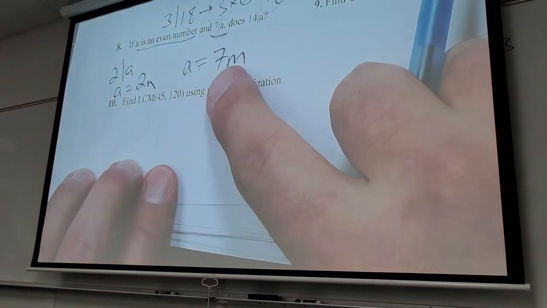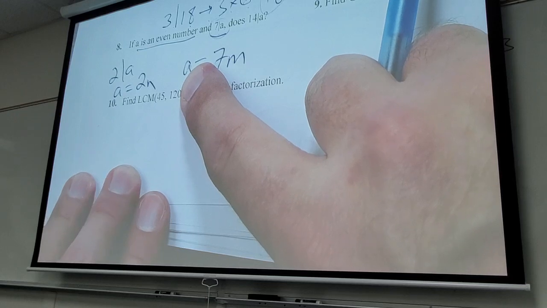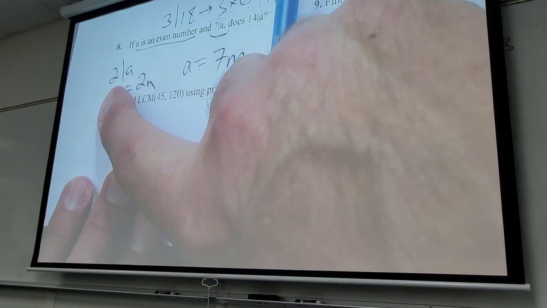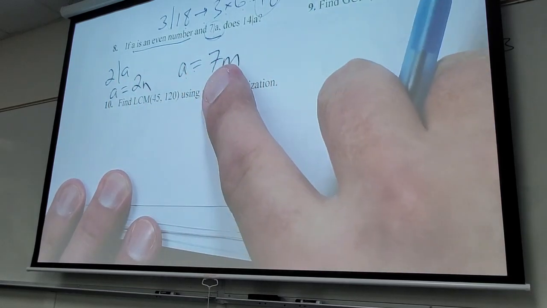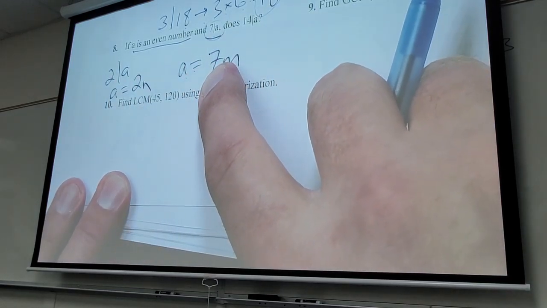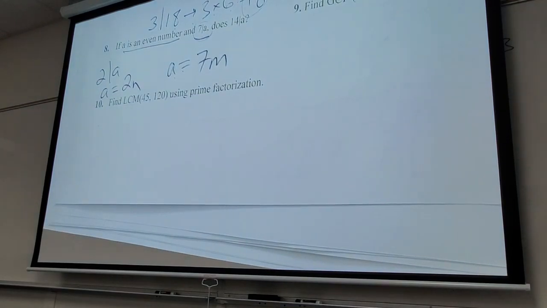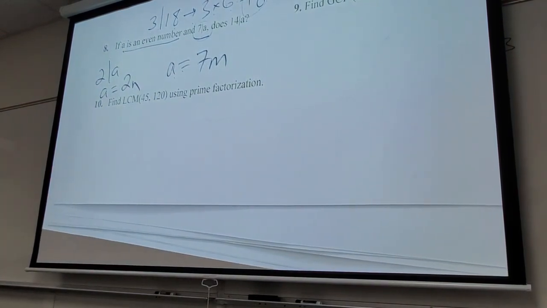So 7 is a factor of A, and 2 is a factor of A. Are you with me? Are 7 and 2 relatively prime? Yes. So I really want this to make sense. If 6 is a factor of a number, and 2 is a factor of that same number, is 12 a factor of that number? Why not? Why not necessarily? They're not relatively prime.